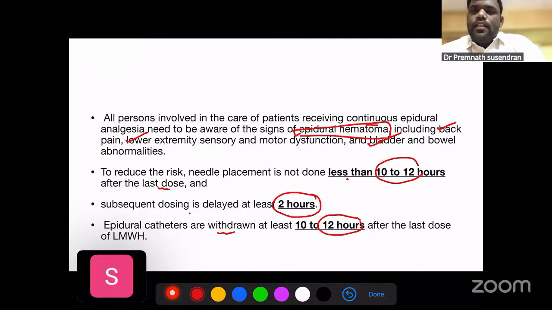The same thing, they are telling that to reduce the risk, needle placement is not done less than 10 to 12 hours after the last dose, and subsequent dosing should be delayed at least 2 hours. And the epidural catheter is withdrawn at least 10 to 12 hours after the last dose of low molecular weight heparin.